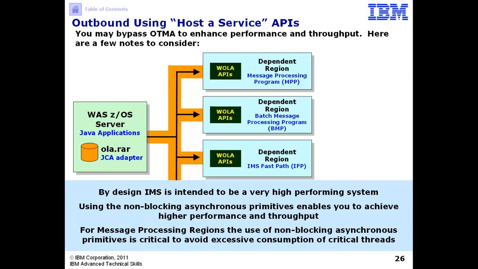IMS is by its design a high-performance, high-throughput subsystem. If you're using IMS, you very likely wish the best performance possible. That's why we recommend the use of the non-blocking asynchronous APIs. For IMS fast path and batch message processing regions, it is not quite so critical. But for message processing regions, the use of the non-blocking asynchronous APIs is essential to avoid tying up thread resources.